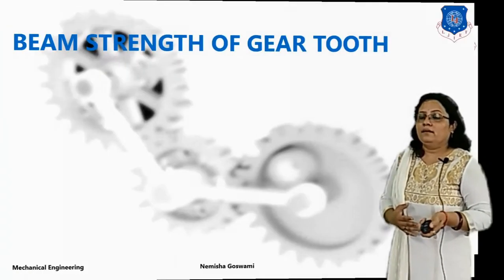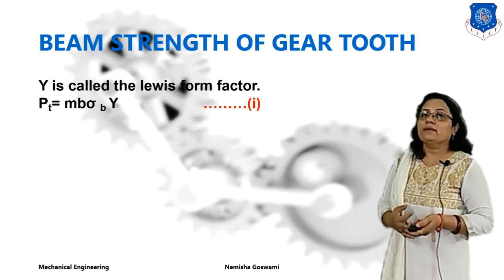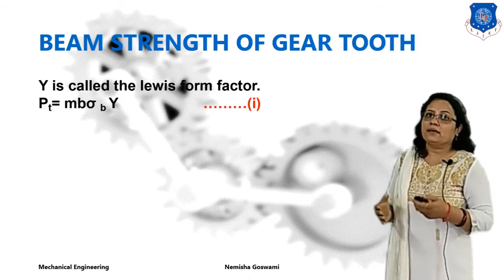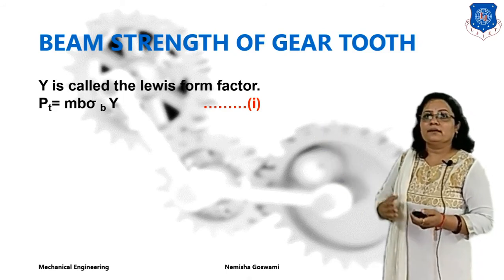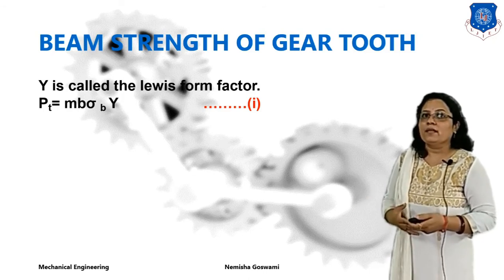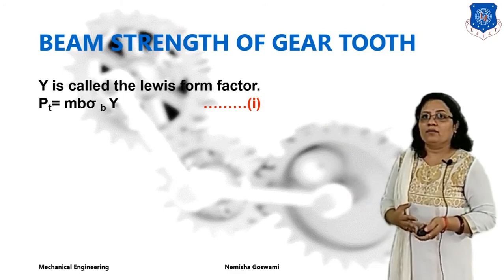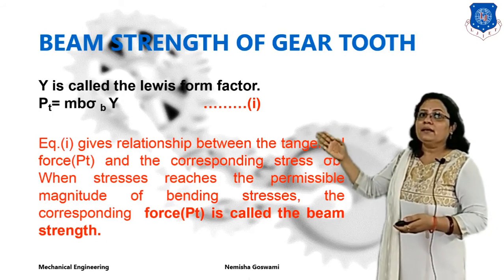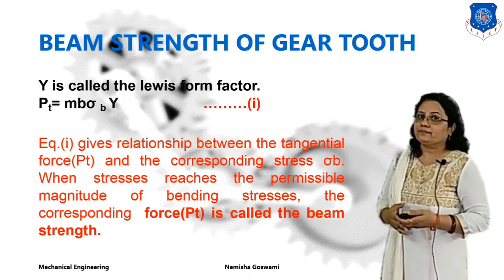So we can write the equation in the form PT is equal to M into B into sigma B into capital Y. In some books, capital Y is equal to small y into pi, so please take care of this. This equation is used in different textbooks in different ways. In some books it is capital Y, and in some books it is taken as small y. So when we consider small y, capital Y is equal to pi into small y. This equation gives the relation between the tangential load and the corresponding bending stresses.